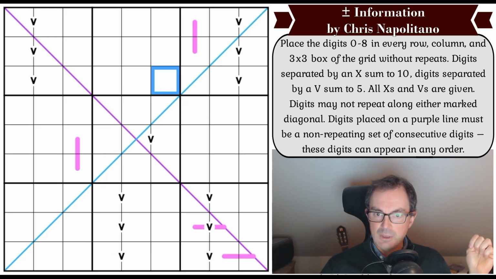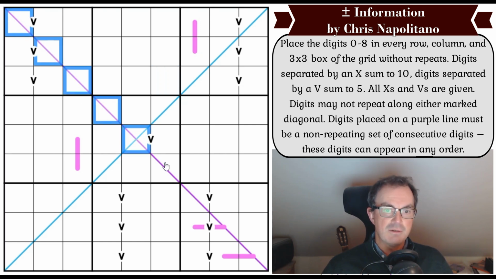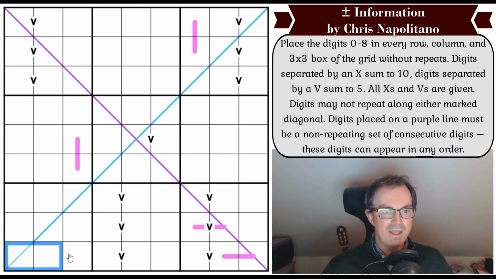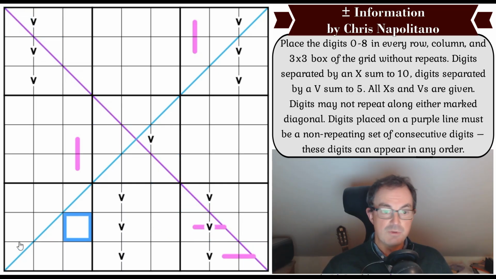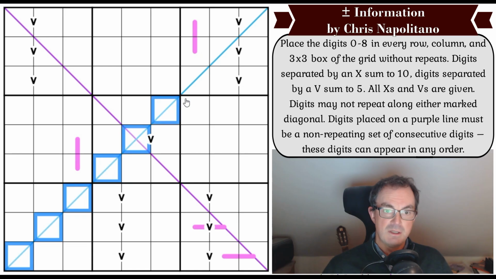Now the next rule says that digits may not repeat along the negative or positive diagonals. So this is the negative diagonal here, so called because if you were to plot a graph of y against x, with this being the y-axis and this being the x-axis, this line here has a negative gradient, and that's why it's sometimes called the negative diagonal. So these squares here have to contain no repeated digits, and the same is true of the positive diagonal, which is this one. So no repeated digits along there.